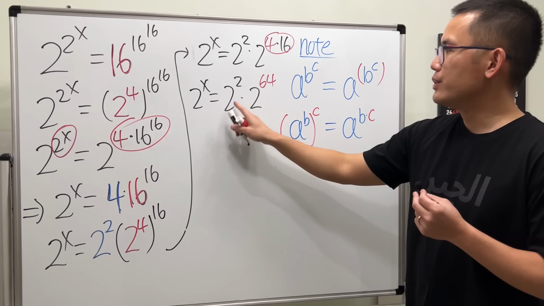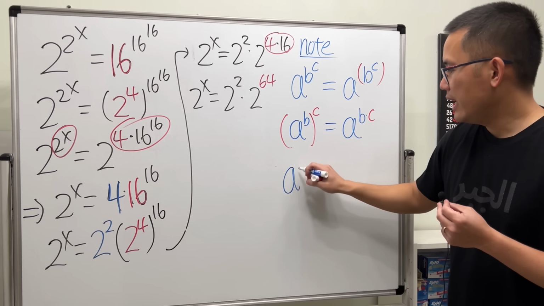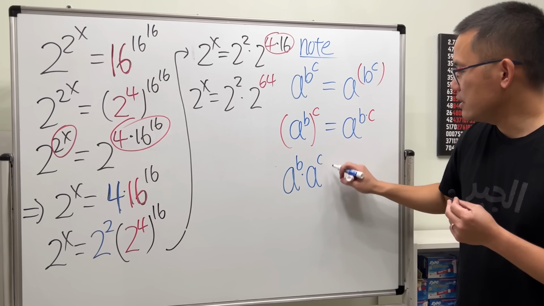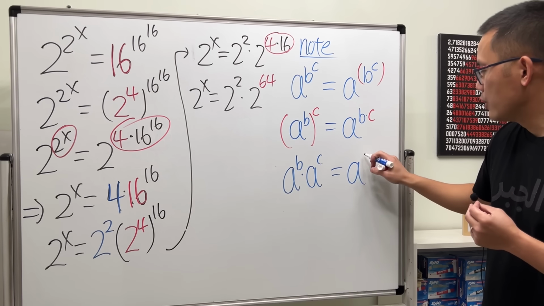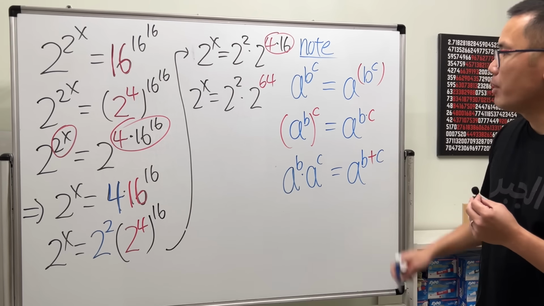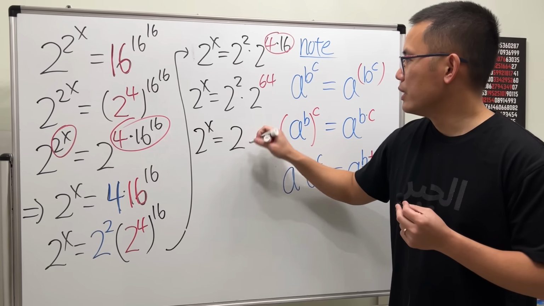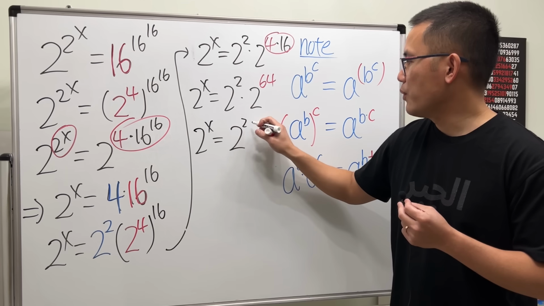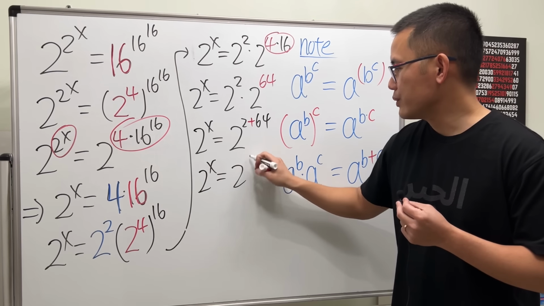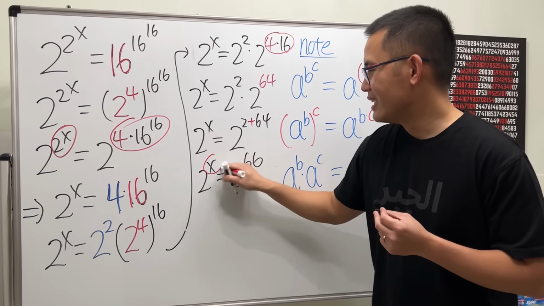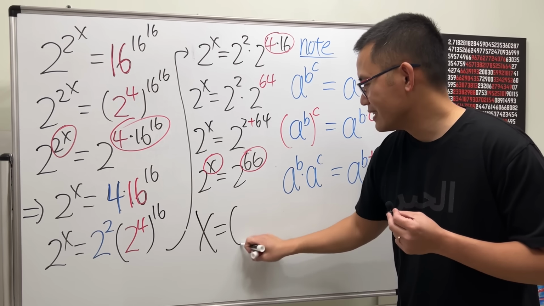Now finally, 2 to the 2 times 2 to the 64. That's another rule of exponents: a to the b times a to the c. When the bases are the same, we can just add the exponents. So that's a to the b plus c. So finally, 2 to the x must be equal to 2 to the 2 plus 64. So 2 to the x equals 2 to the 66. And once again, the exponents must be equal because the bases are the same already. So finally, x equals 66.